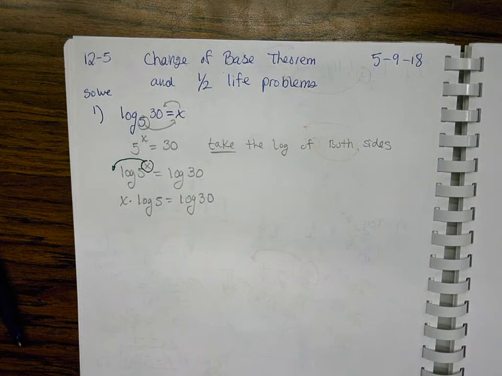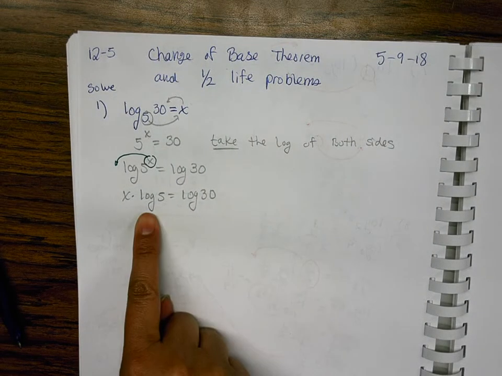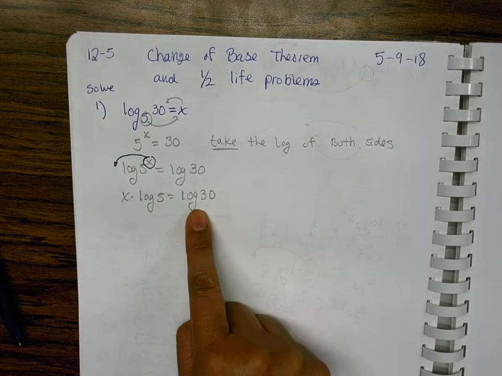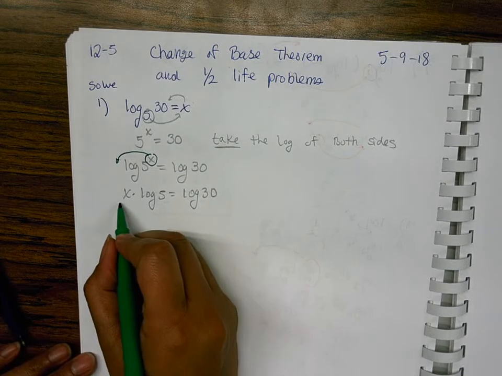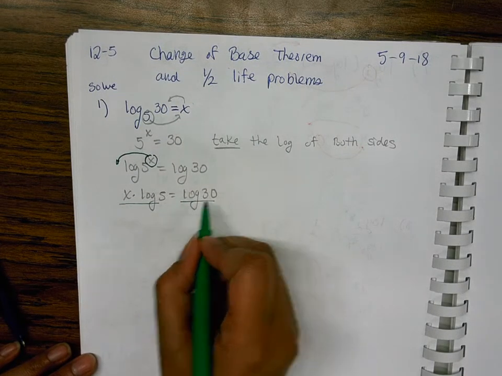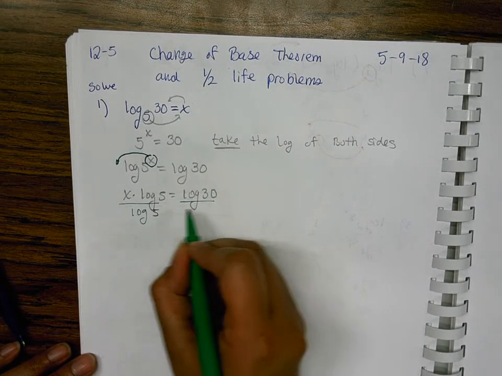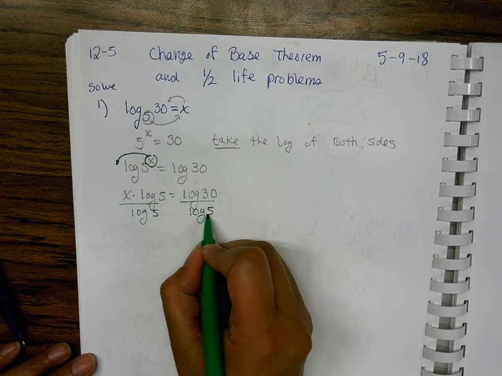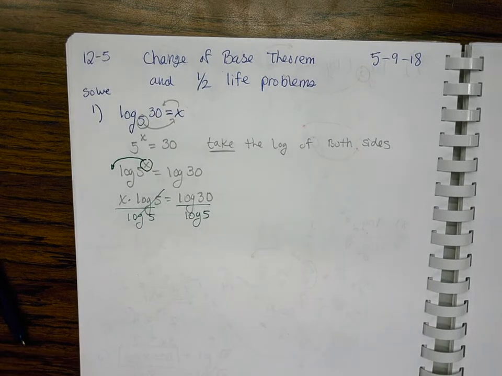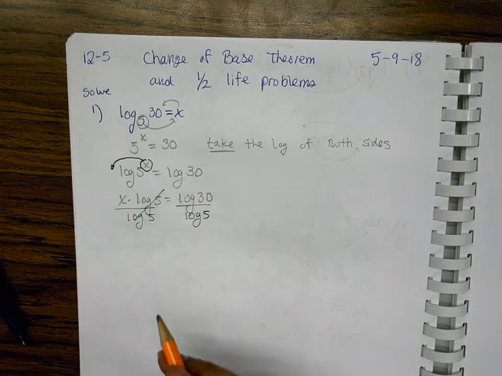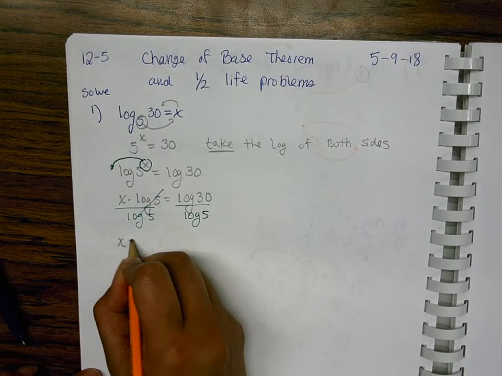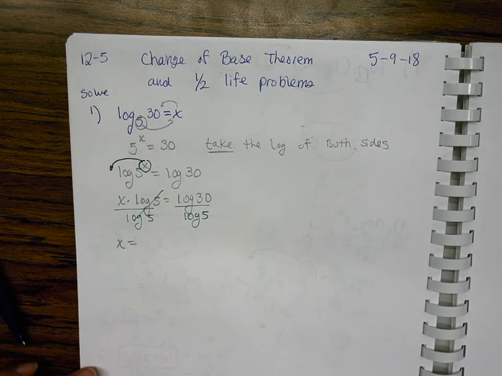All right, I want to solve for x. And log 5 is a decimal hiding in my calculator as well as log 30. So what I do is I divide both sides by log of 5. Why? Because I'm trying to get x by itself.